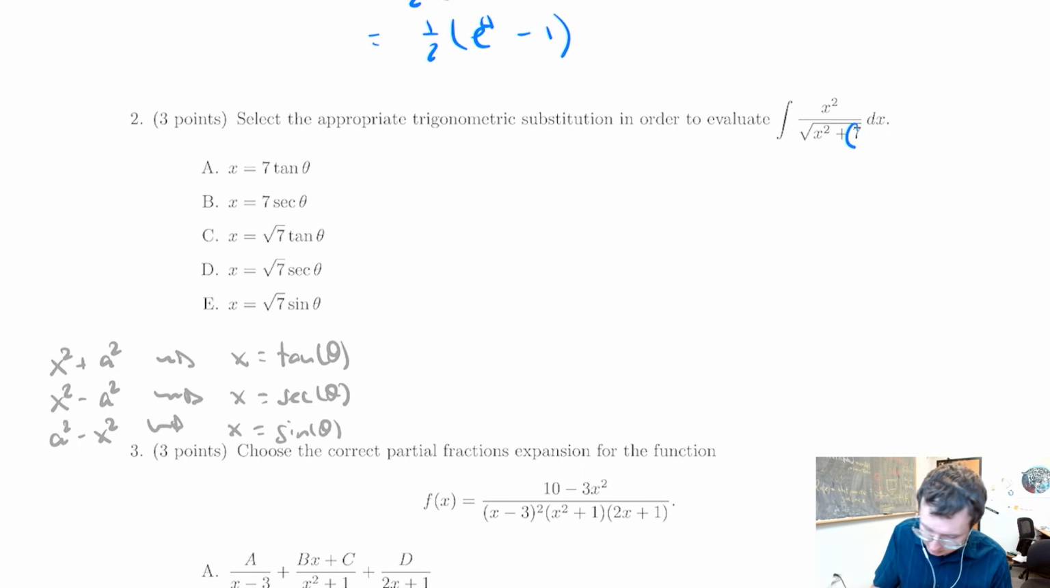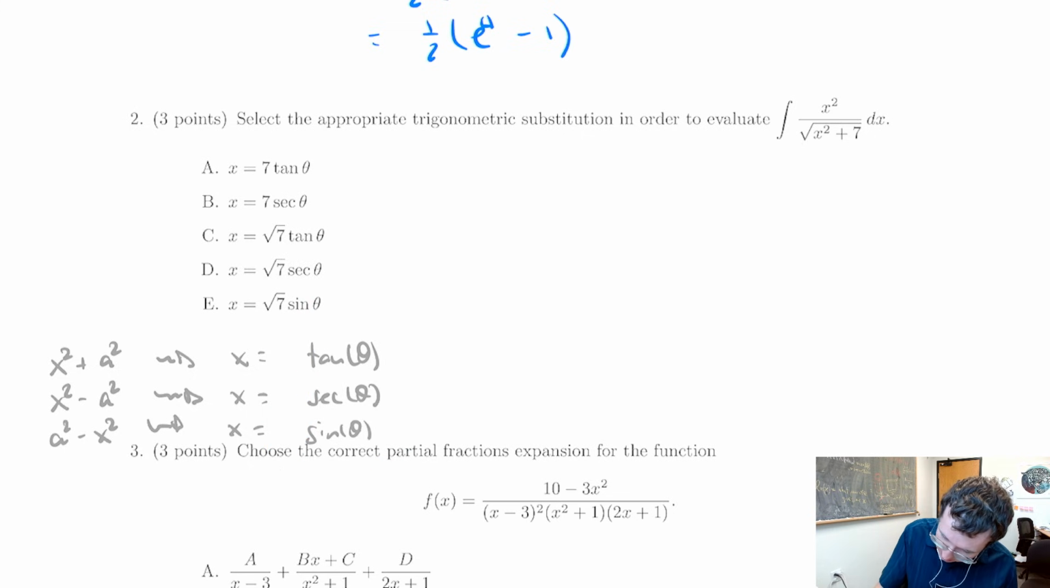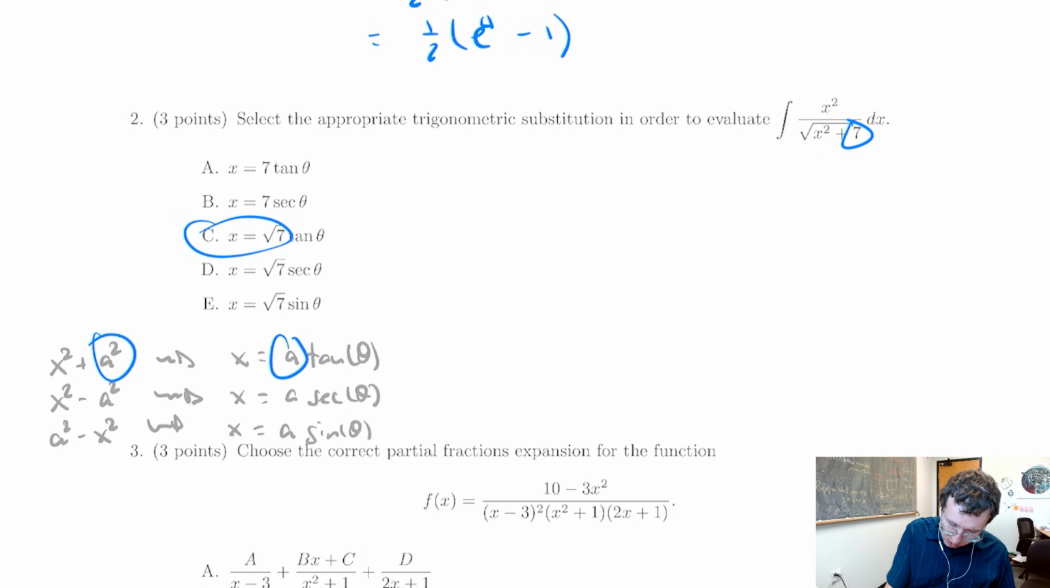So I don't see something squared here, but what is 7 the square of? It's the square root of 7. So I should try, oh, sorry. I didn't write the a's in here. All of these have an a in them. So it's option C. I'm using tangent, and then the constant multiple is not just the 7, but it's the square root of that 7.